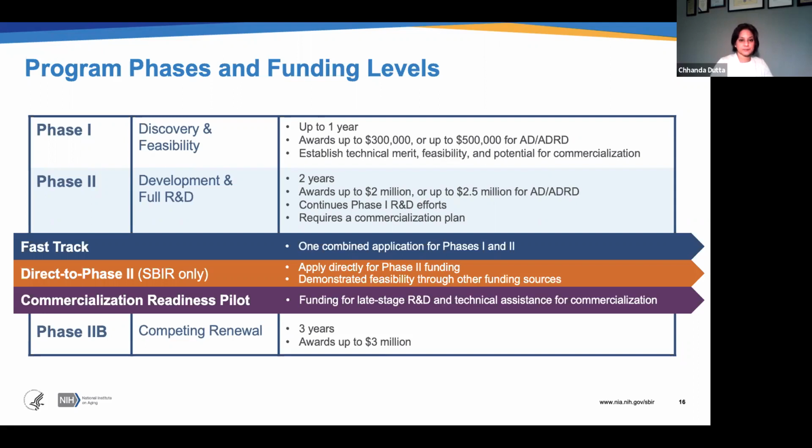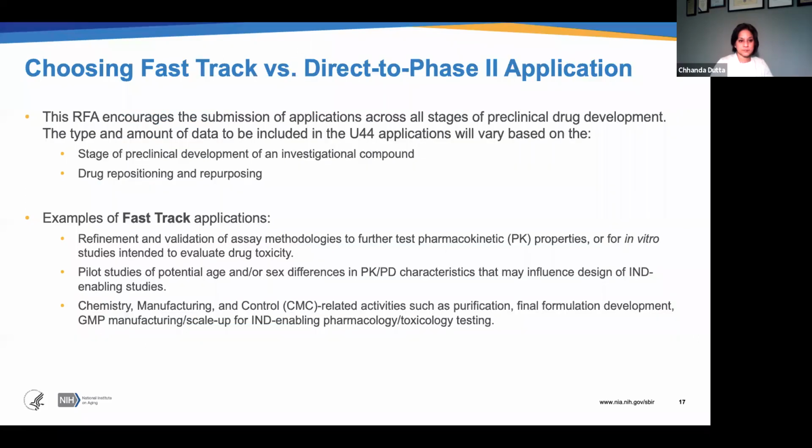Next slide, please. Choosing Fast Track versus Direct to Phase 2 application. So as we've already talked about, this RFA encourages the submission of applications across all stages of the preclinical drug development pipeline. As you might expect, the amount of data that would be included, proof of concept data and other details, in the application would be based on the type of compound you're proposing for further development.